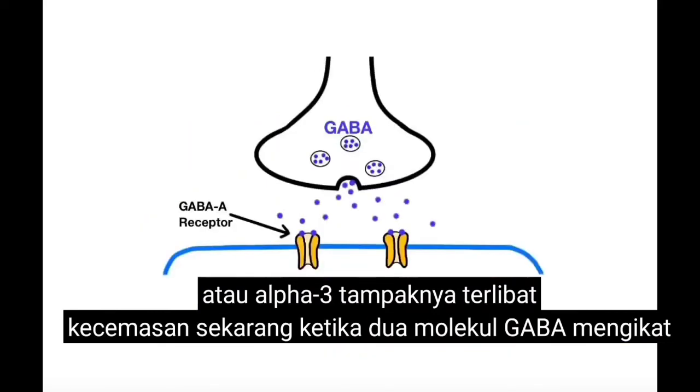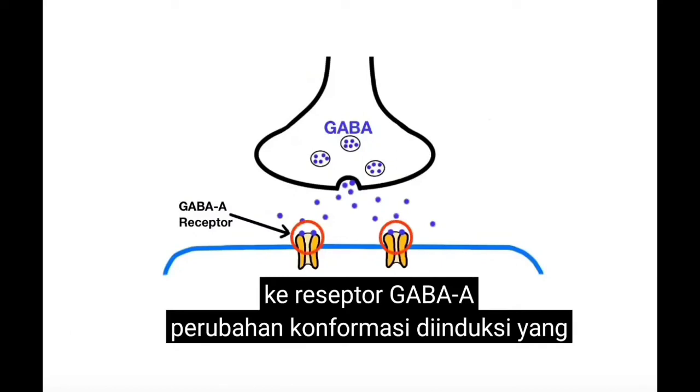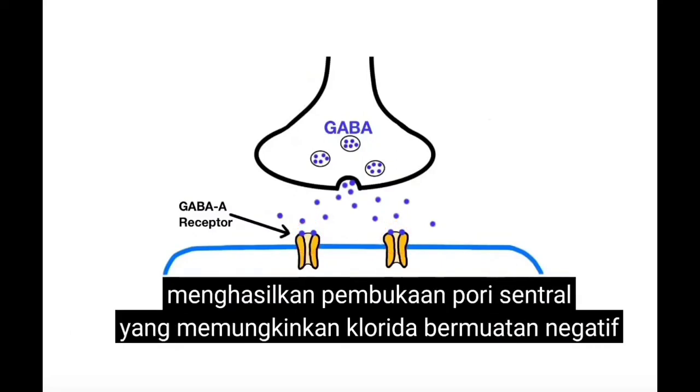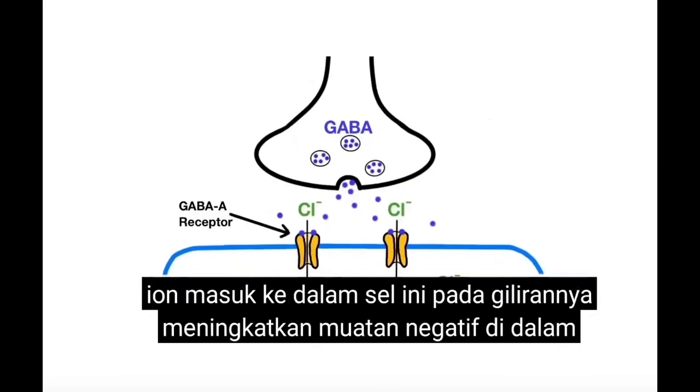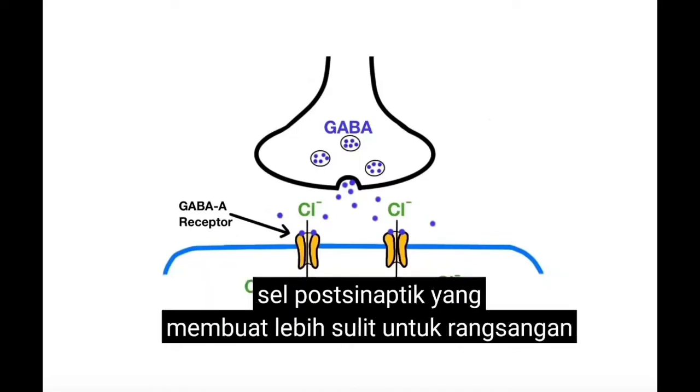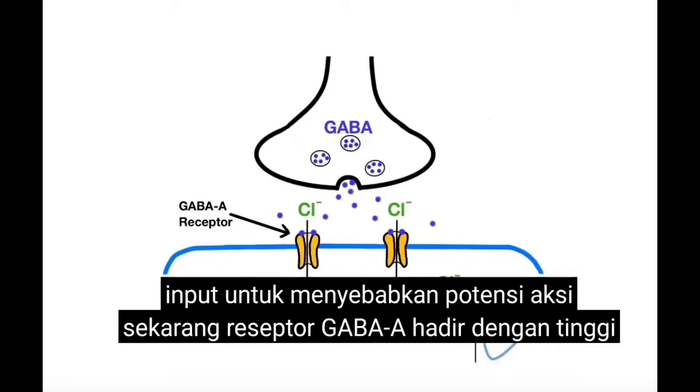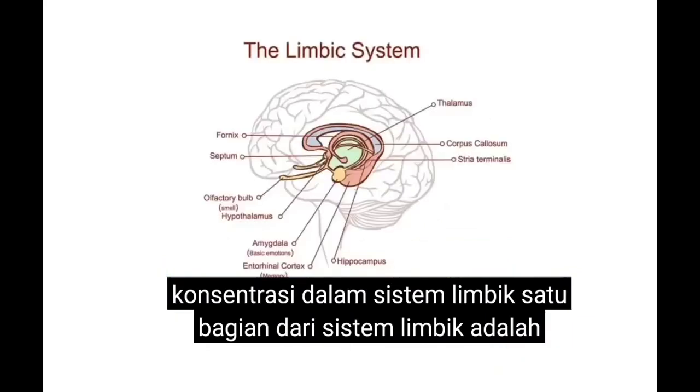Now, when 2 GABA molecules bind to the GABA-A receptor, conformational change is induced, which results in opening of the central pore that allows negatively charged chloride ions to rush into the cell. This in turn increases the negative charge inside the postsynaptic cell, which makes it more difficult for excitatory inputs to cause an action potential. Now, GABA-A receptors are present in high concentration in the limbic system.